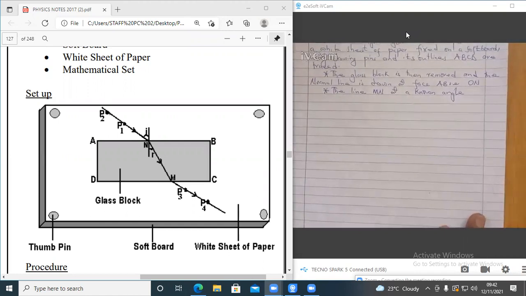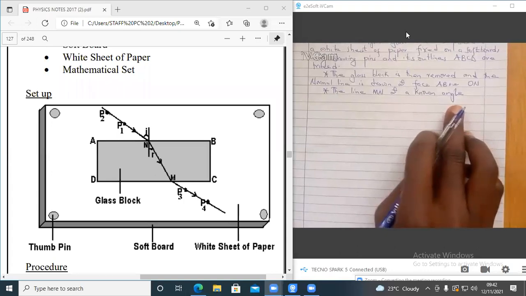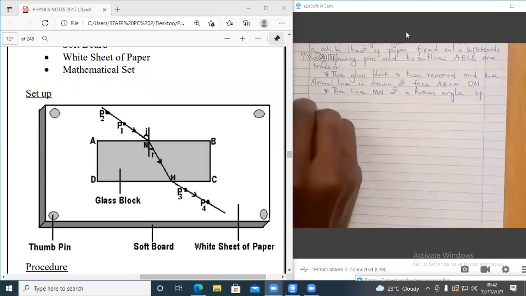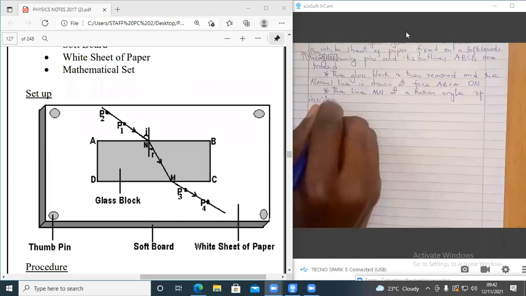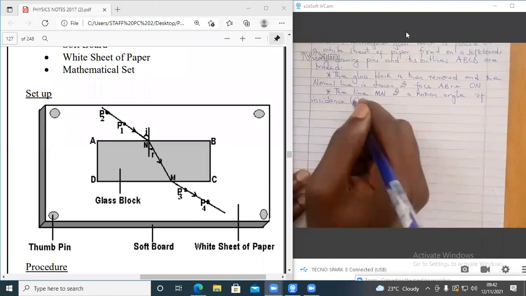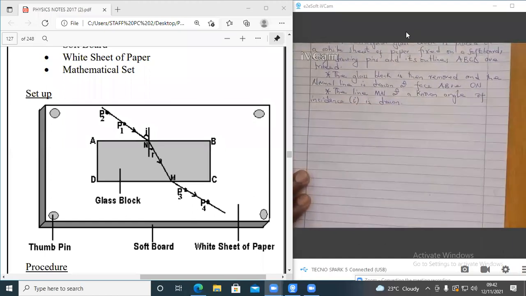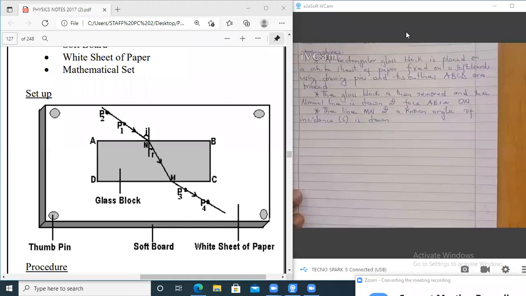Yes, teacher. The line MN at a known angle of incidence. Angle of what? Angle of incidence I is drawn. Is it drawn? You can see that line from there.